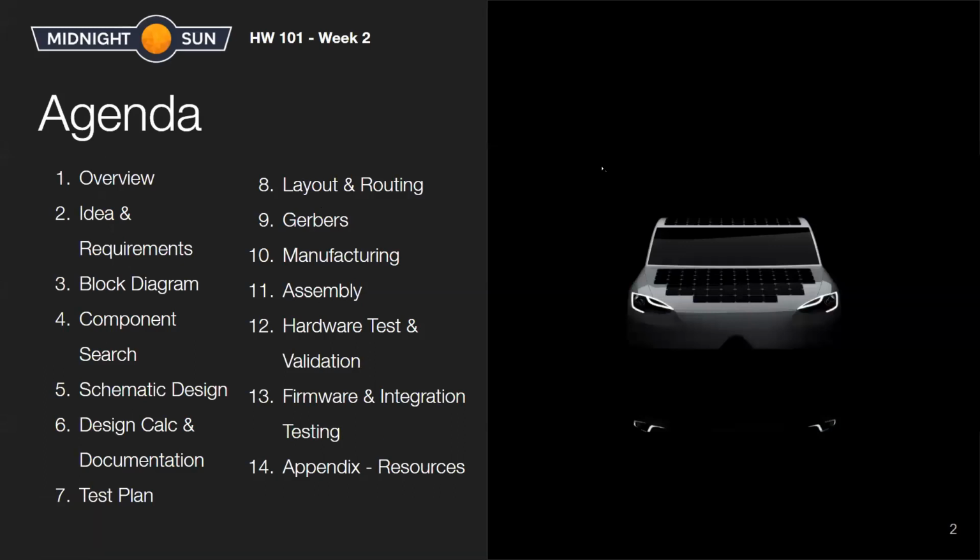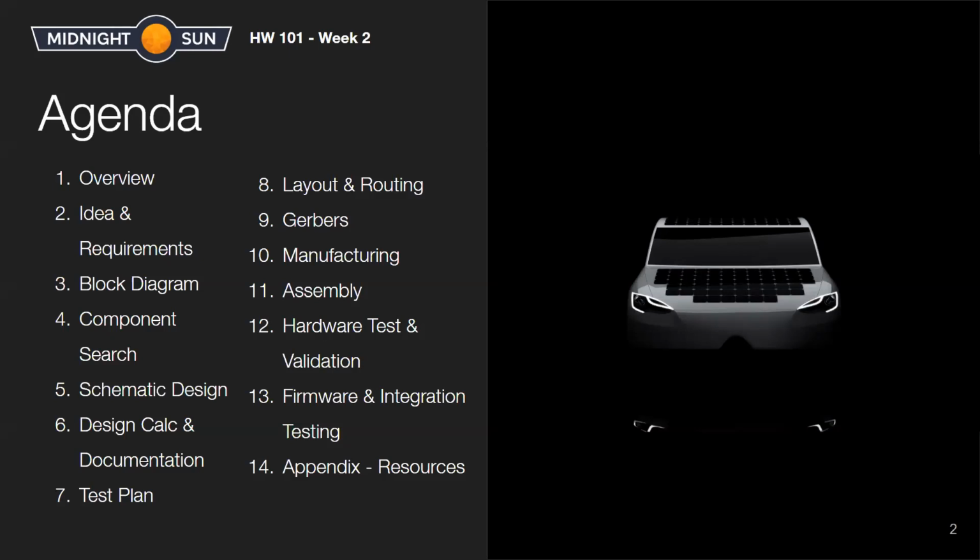Starting with ideas and requirements, go through the block diagram, searching for components, more on the logistics of that, where to get it from and how they come, schematic design and what you have to do in there for testing purposes. Documentation and design calcs, that's super important if anyone else is going to be using your board, testing plans, sim tools, layout and routing, what you have to be aware of with that, the future steps of test plans. You have to make sure all the test points are in there.